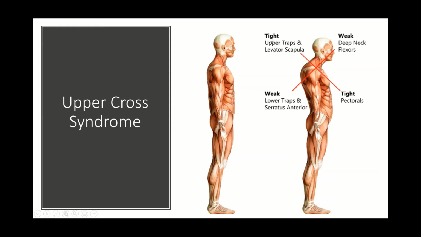So it's all called upper cross syndrome because there's a cross pattern of tight muscles and a cross pattern of weak muscles. Because of these tight muscles right through here in the pecs, it correlates with the weak muscles in the back, the lower traps and serratus anterior. Same thing, the weak muscles in the front are going to be correlating with the tight muscles in the upper back and shoulder area.